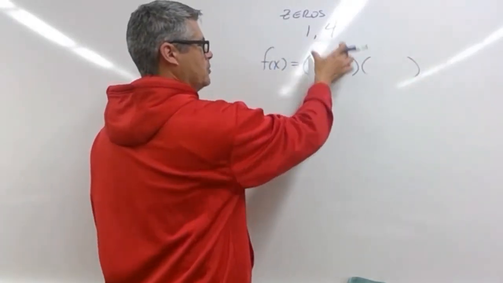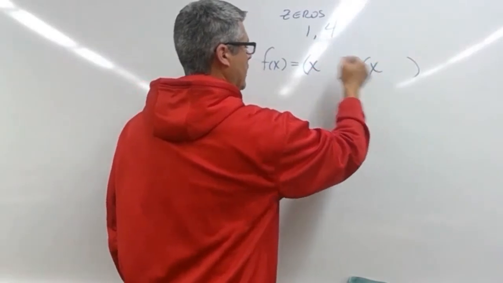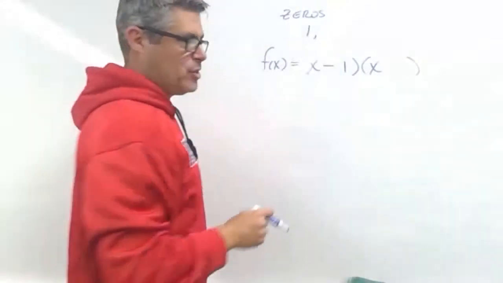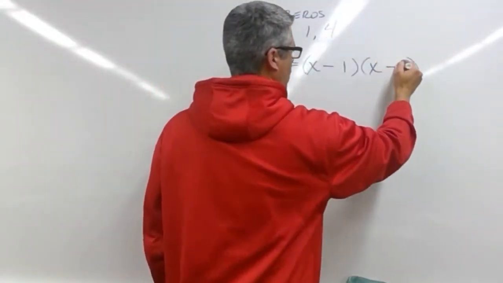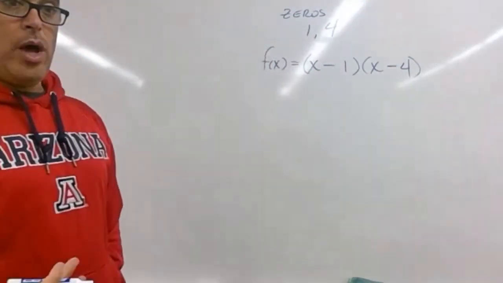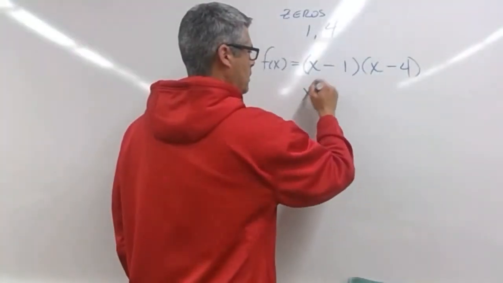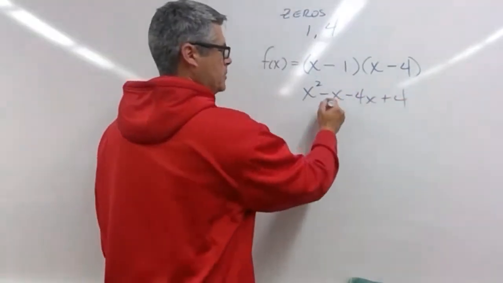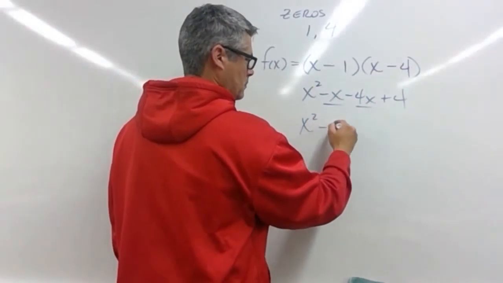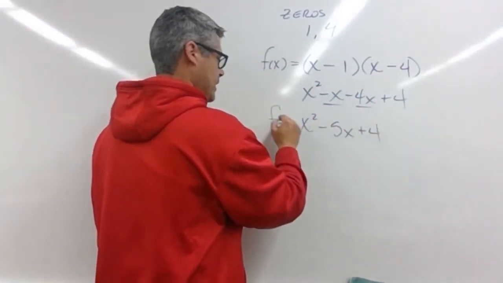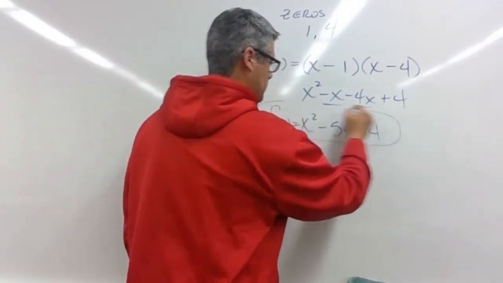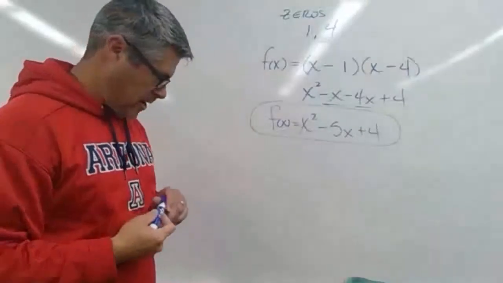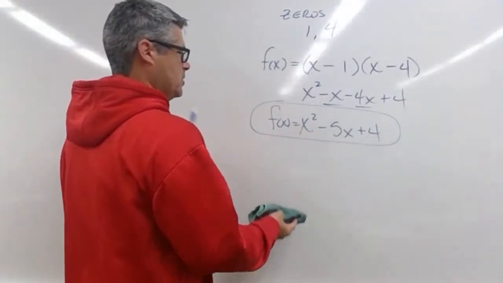This one we want it to look like this, right? We want to change our zeros into factors. Okay, so for the +1, I'm going to make it the opposite sign when I put it in the factor in the parentheses, and the +4 is going to become a -4. Then what? Well, again, FOIL it out. Combine your like terms here. And there is my function. That's a function that has zeros at 1 and 4.